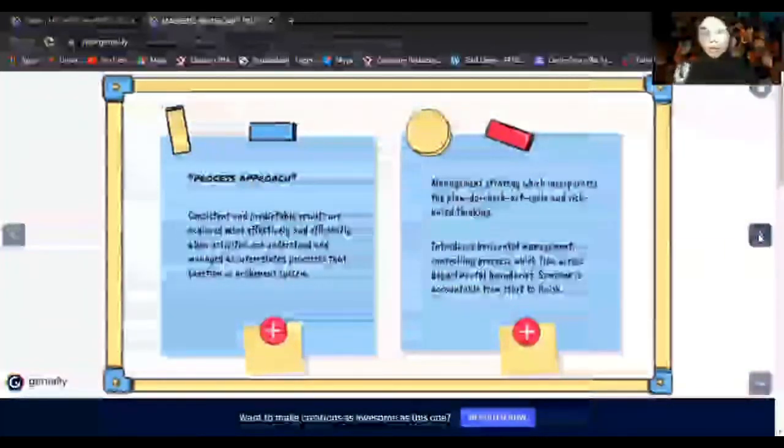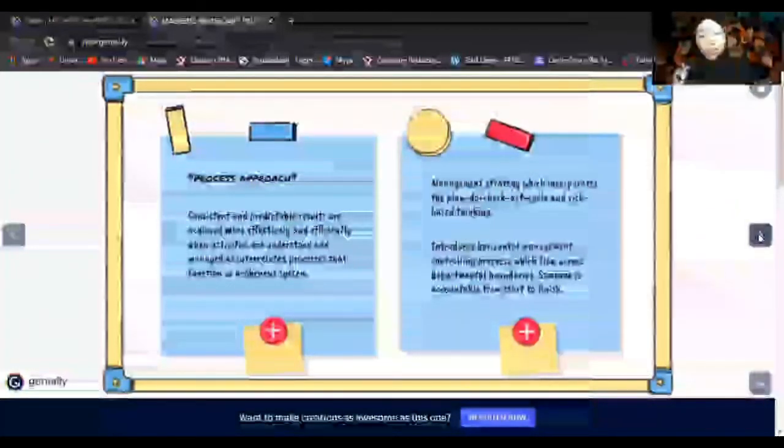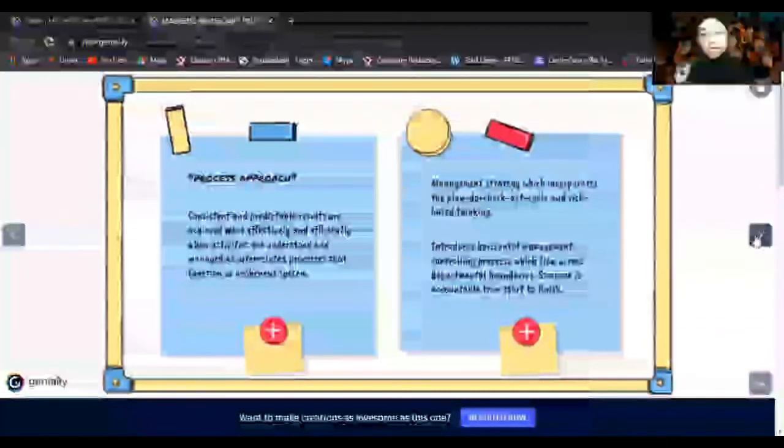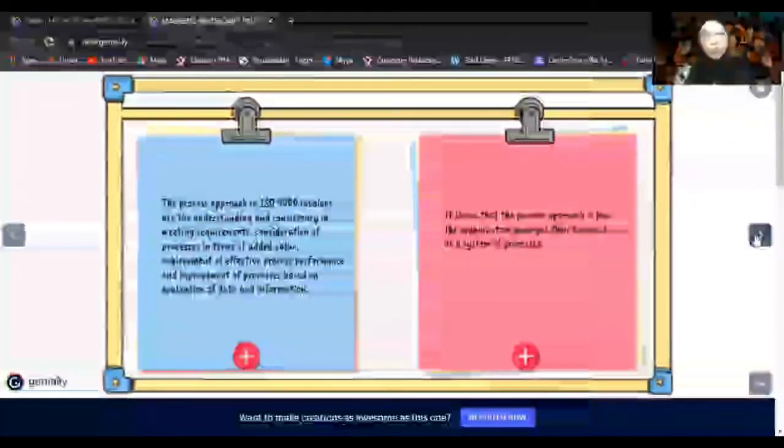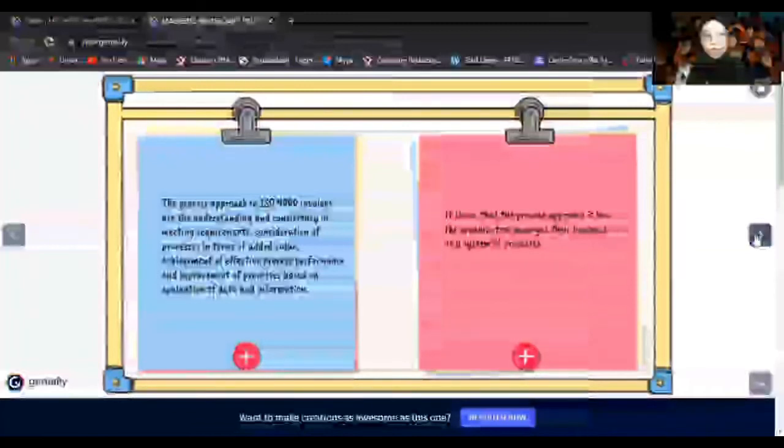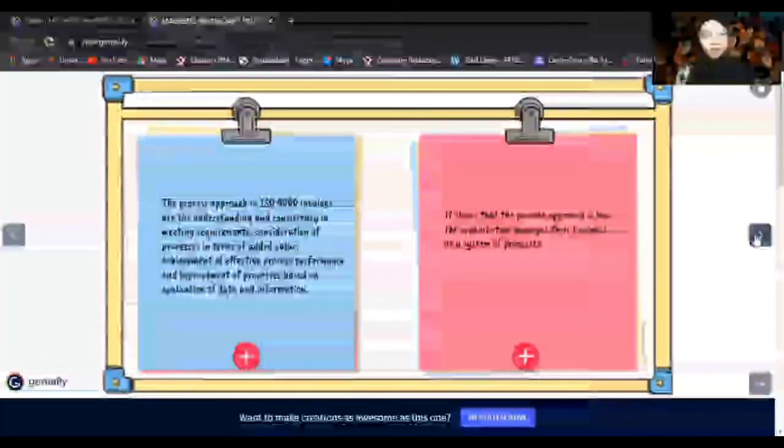The ISO process approach introduced horizontal management, controlling processes which flow across department boundaries. Someone is accountable from start to finish. They see the whole picture from process initiation to process completion. They understand what the stakeholders in the process want and have delegated authority to realize this. And employees' first loyalty is to their assigned project, product or service rather than their own department.